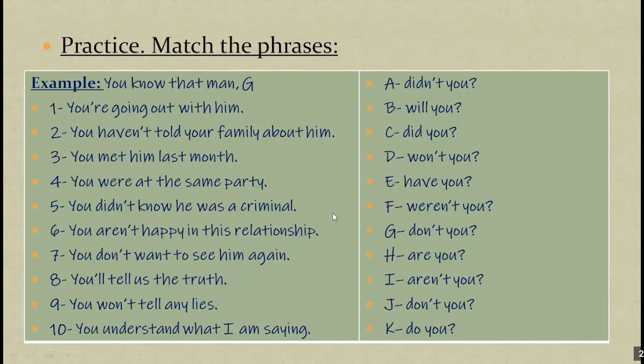Let's practice. All you have to do is to match the phrases together, match the sentences with the question tags. Like the example, you know that man, don't you? Take some time, pause the screen, match the sentences with the question tags, and then in a few seconds, I'm going to show you the correct answers.